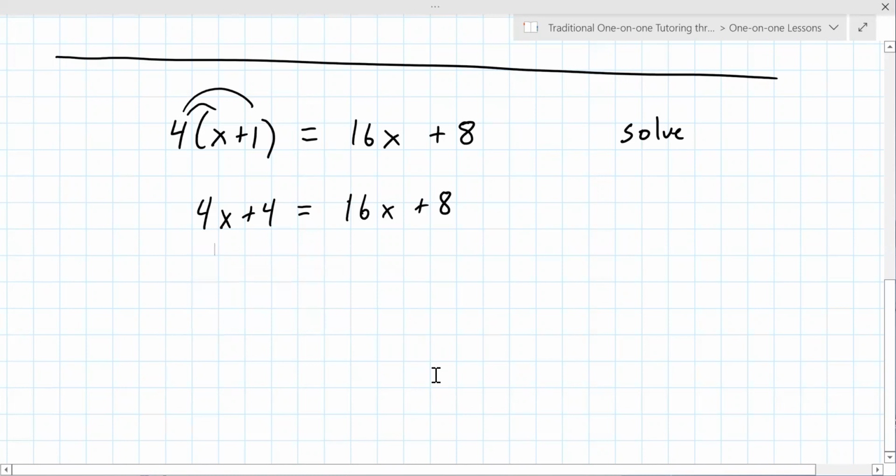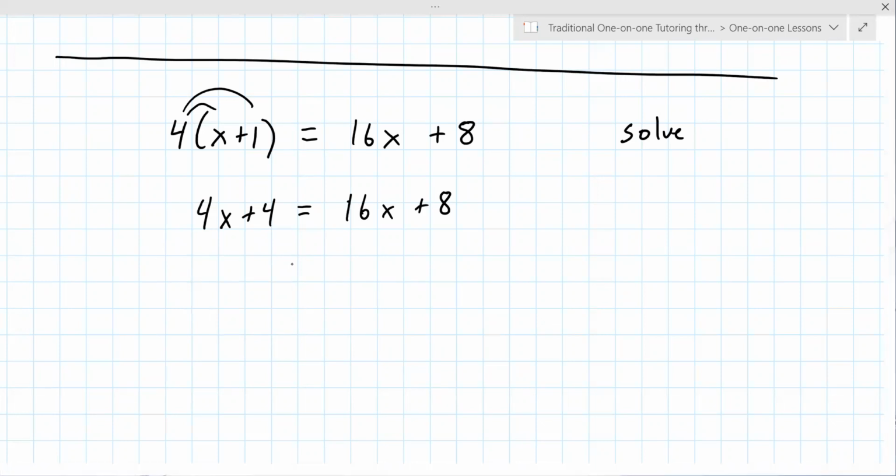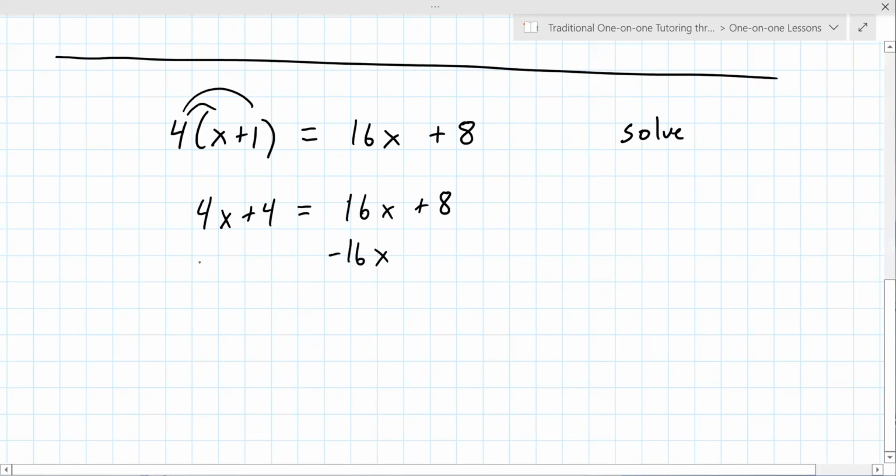I just want to keep that like that. But you've got to move it one way or the other. So you've got to choose which one you want to move. 16. Okay. So you're going to subtract 16x from both sides.